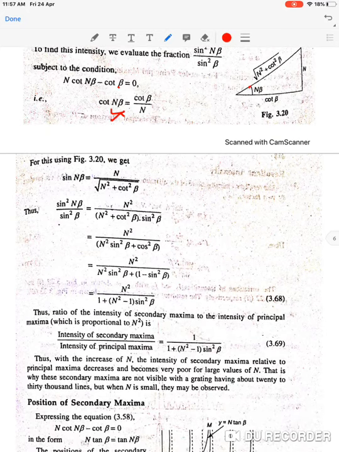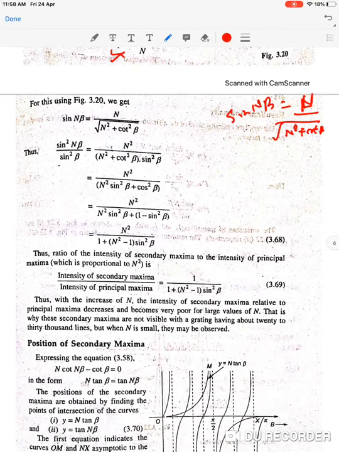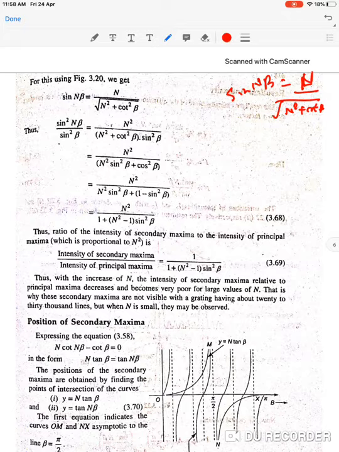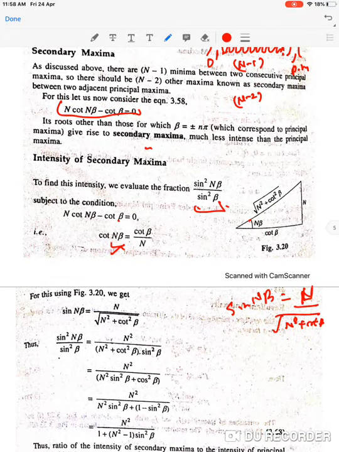Now we got cot n beta is equal to this much. So this angle has some values with respect to these. So from this triangle we can find out what our sin n beta is. For sin n beta, we must have perpendicular by hypotenuse, right? Perpendicular, which is n, upon hypotenuse. And what is our hypotenuse? This is our hypotenuse, root of n square plus cot square beta. So sin n beta comes out to be like this, and we need to evaluate this particular factor.